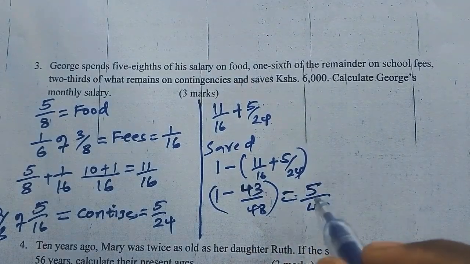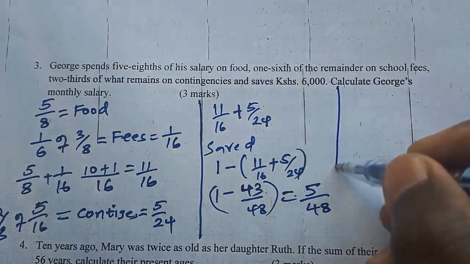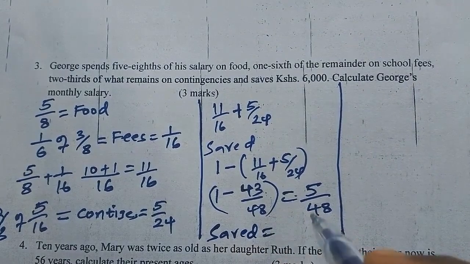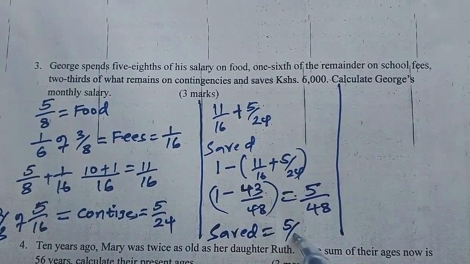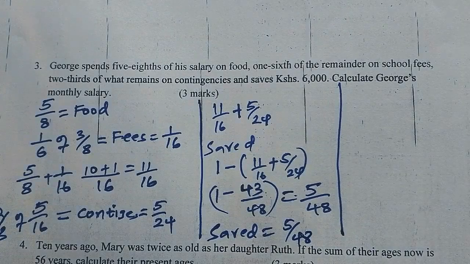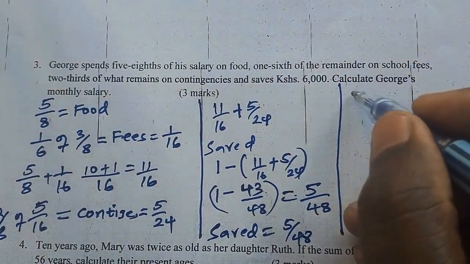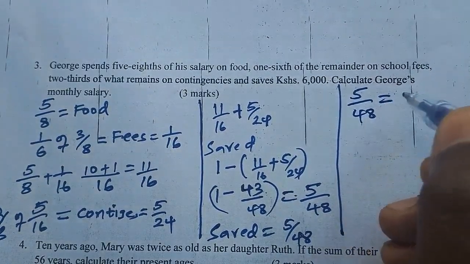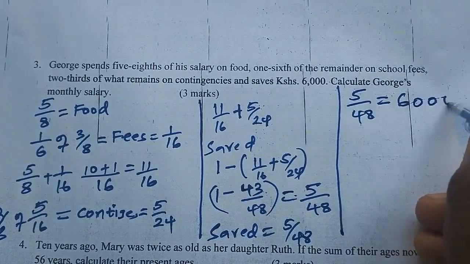So 5/48 was saved. This one is for saved. So the fraction that represents saved is 5/48. But this one, 5/48, is equal to 6,000 that was saved, this amount.